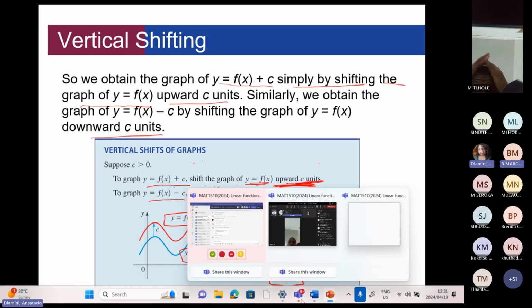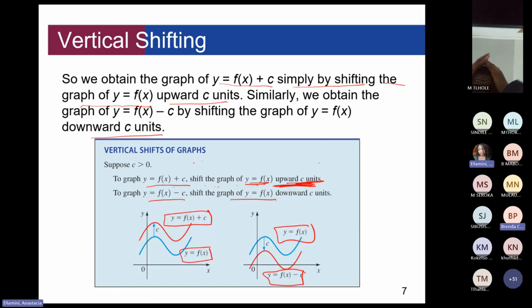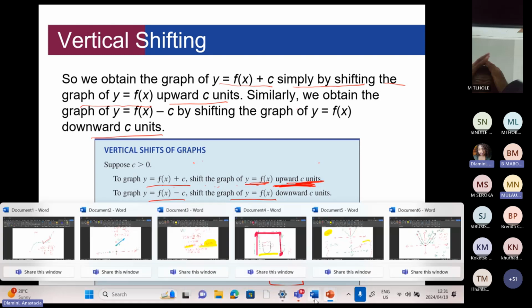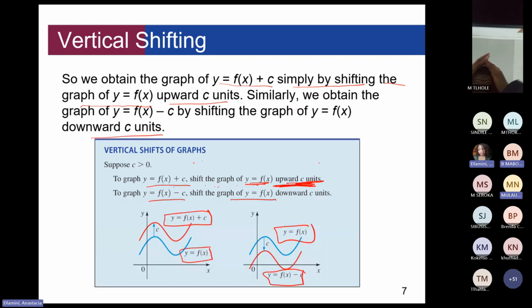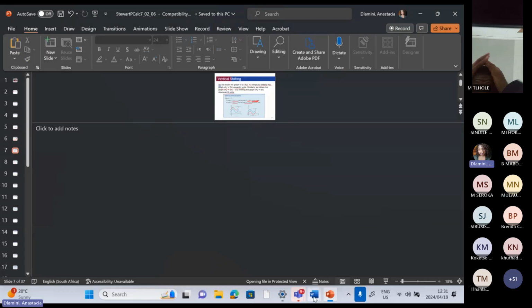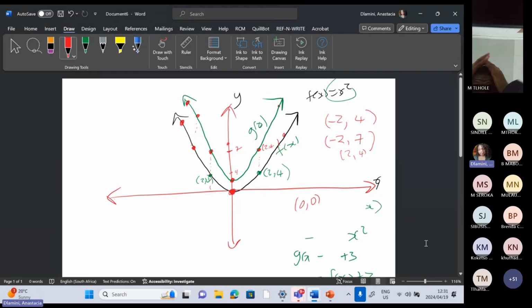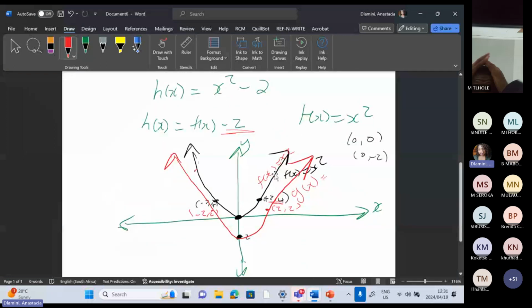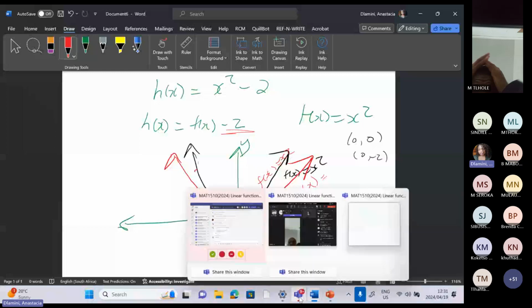You see, even when I was drawing here, I didn't do that. I just showed that this is G of X, this is F of X. Even here, this is F of X, the red one is G of X. Or just mention the graphs only. Yes, it's important you mention the graphs.